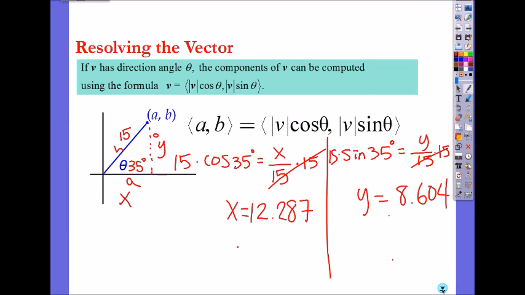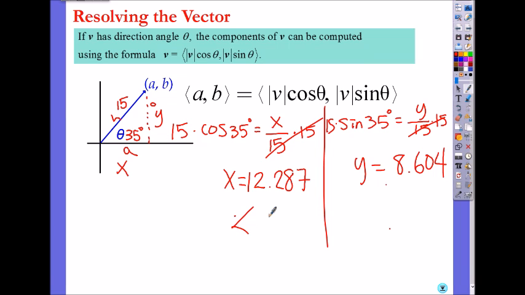So how would you write your final answer for this vector right here? It's 12.287, comma, 8.604, close caret, in component form.